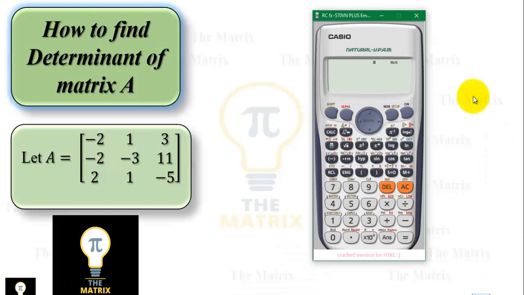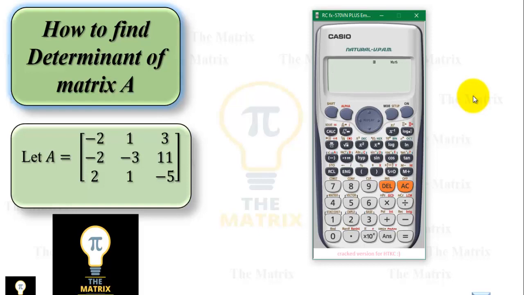Now let's go for how to find the determinant of a matrix A. Here I have taken matrix A as a 3 by 3. We know that the determinant of a matrix can be obtained if the matrix is a square matrix. So let's see first how to enter the matrix elements into the scientific calculator. To do so, we have to enter matrix mode. You can see near the on button, there is a mode button. If you click it, you get different modes available. Here matrix mode is number 6. So we will press 6.